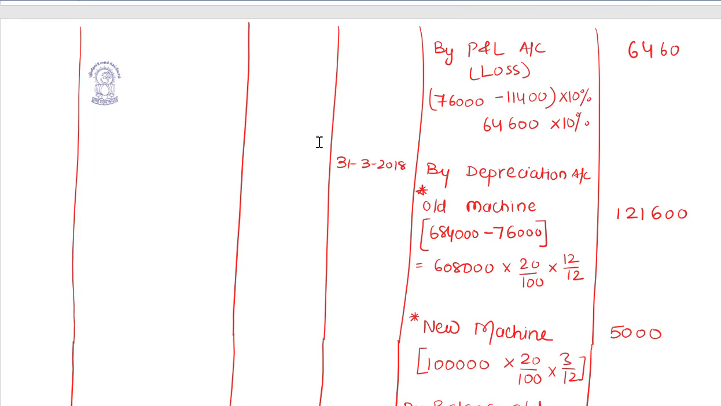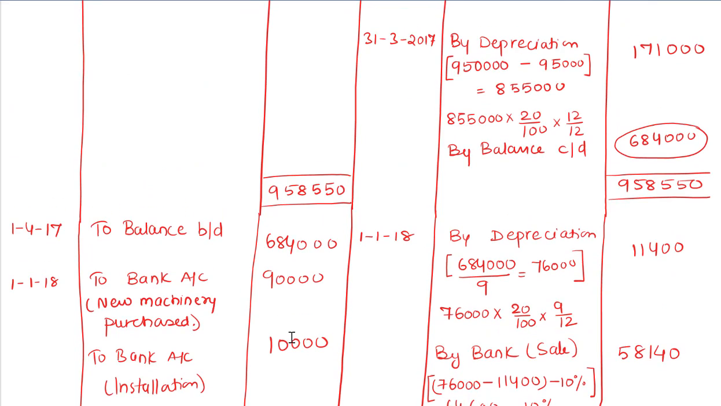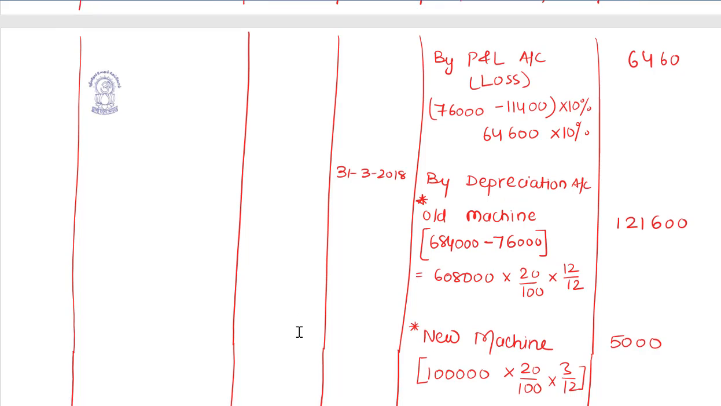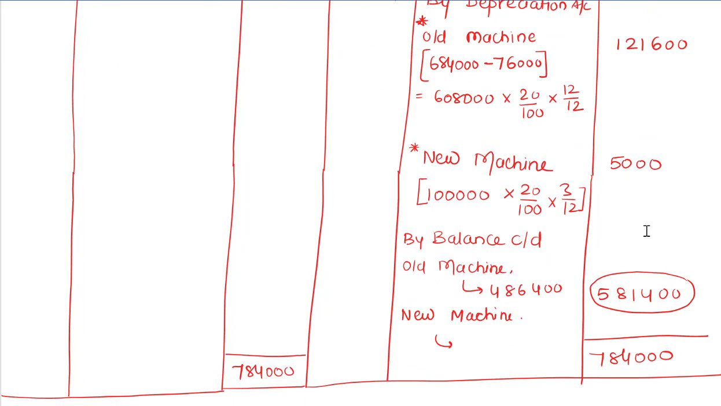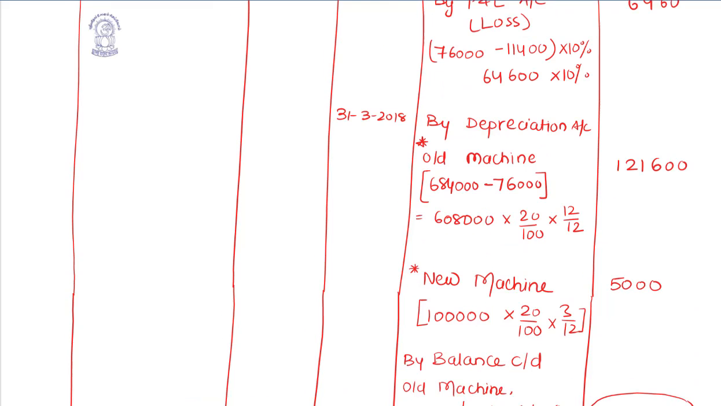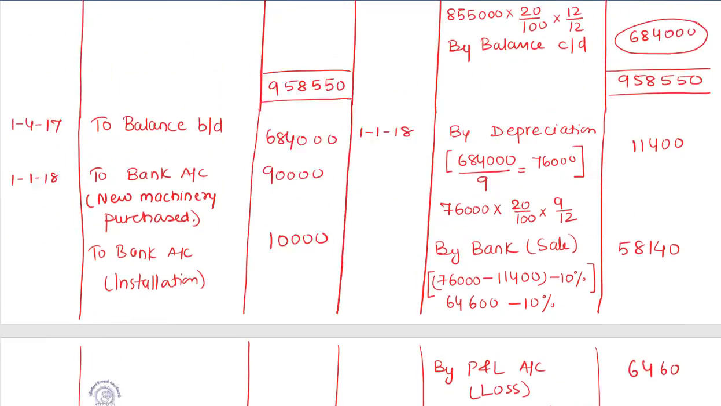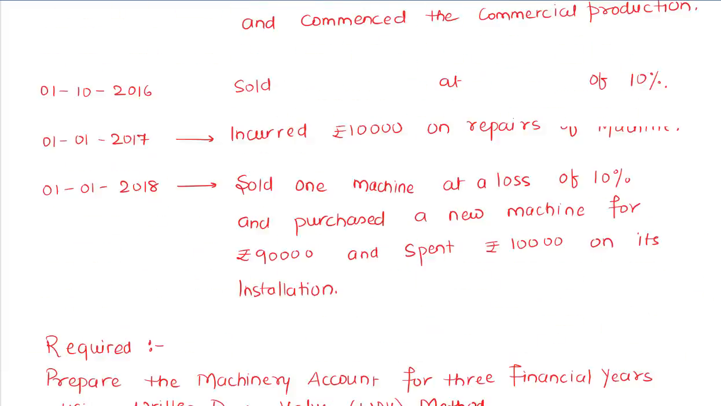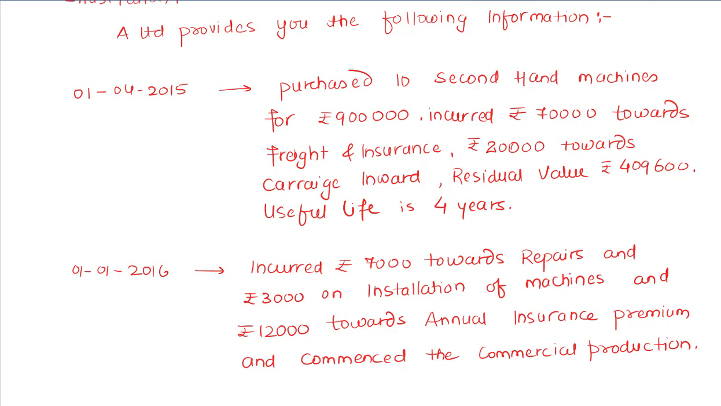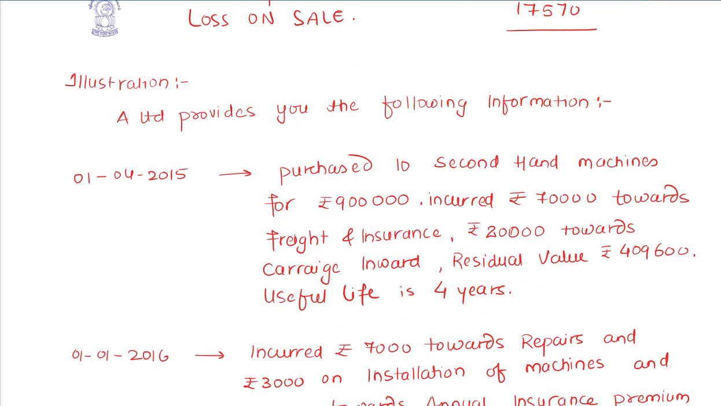For the new machine it is 90,000 plus 10,000, that is 1 lakh, minus depreciation of 5,000. So it is 95,000. 4,86,400 plus 95,000 equals 5,81,400. If we have done till here, just see the question once more and let's conclude it.